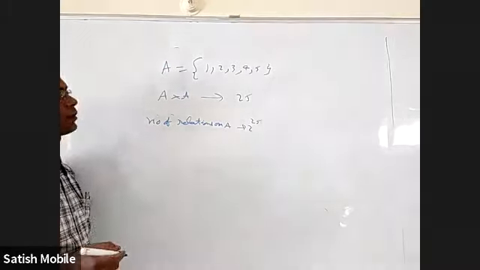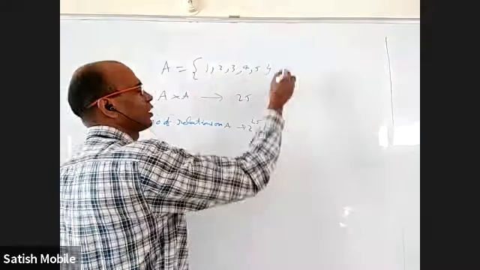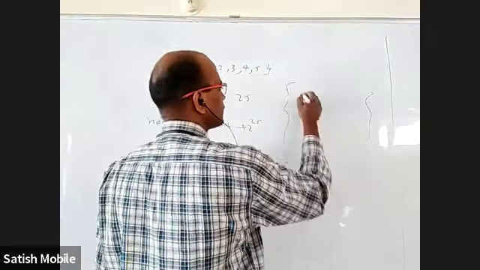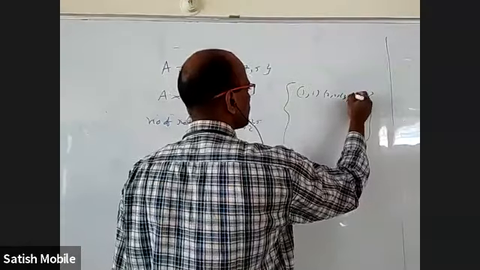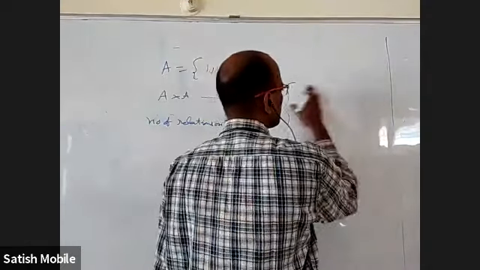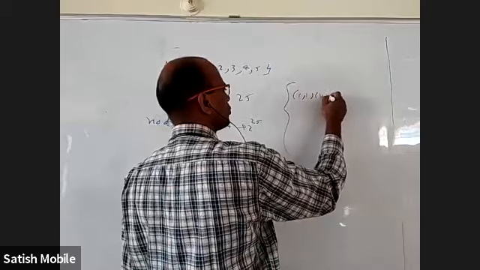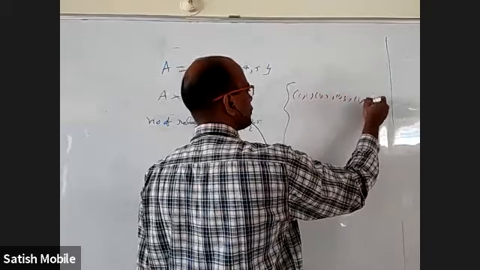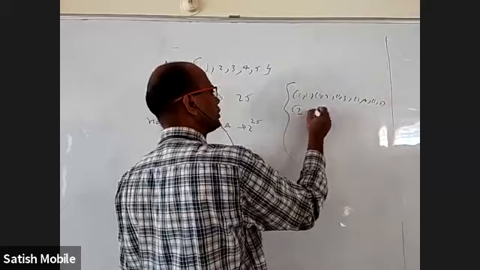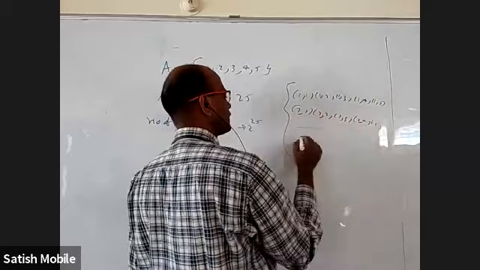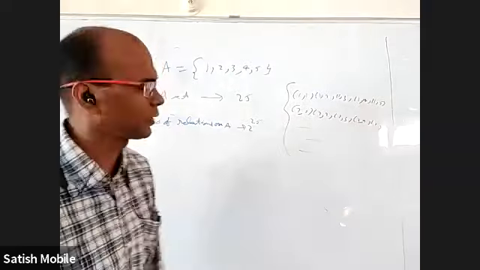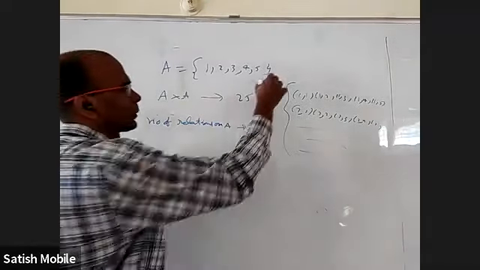Let us see if somebody can come up and we can write all. First of all the 25 elements. What are all the 25 elements? 1, 1, 2, 2, 3, 3. Or let me write in order. 1, 1, 1, 2, 1, 3, 1, 4, 1, 5. 2, 1, 2, 2, 2, 3, 2, 4, 2, 5. Again 3, 4, 5. We can write all the 25 elements. This is A cross A.